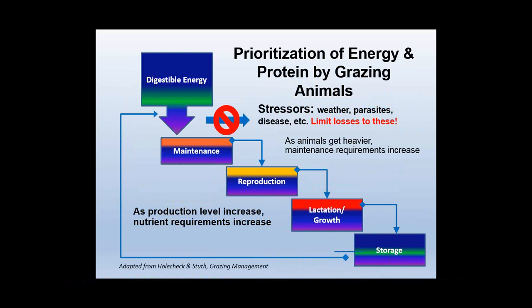So when we're talking about our production level and how animals prioritize energy and protein, this is an example. One of the things that's important is that if we have a lot of stressors, that is where energy and protein, the priority, is going to go first. So we have to limit our losses to stressors such as weather or parasites or disease so that we can actually work through maintenance, reproduction, lactation, and growth. And that is our production parameters.